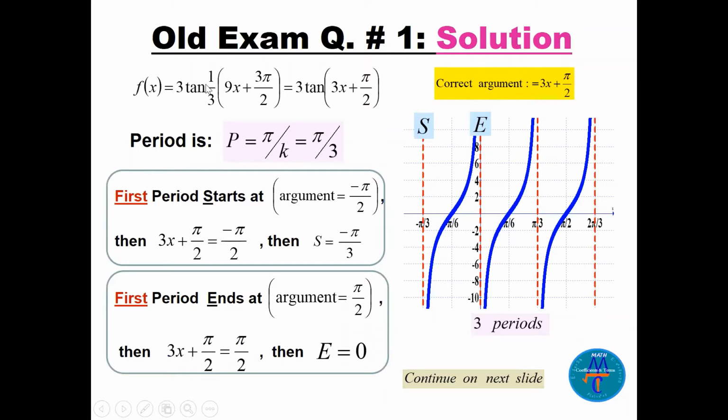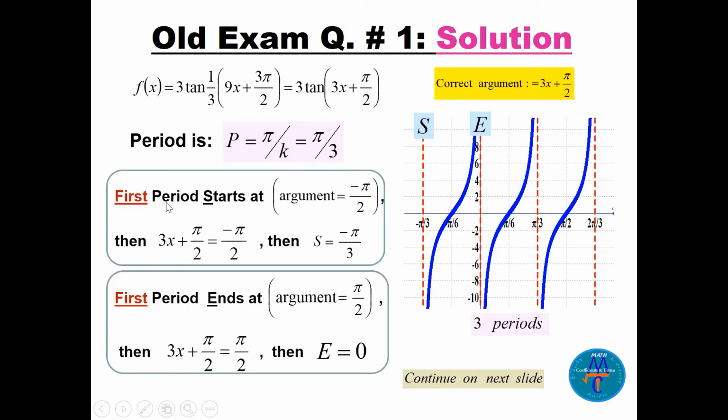Now, first we multiply 1 over 3 times this bracket to find the correct argument. So 1 over 3 times 9 will be 3x plus pi over 2. So this is the correct argument. To graph tan, first we find the period, with the formula pi over k. K is 3, so pi over 3 is the period.